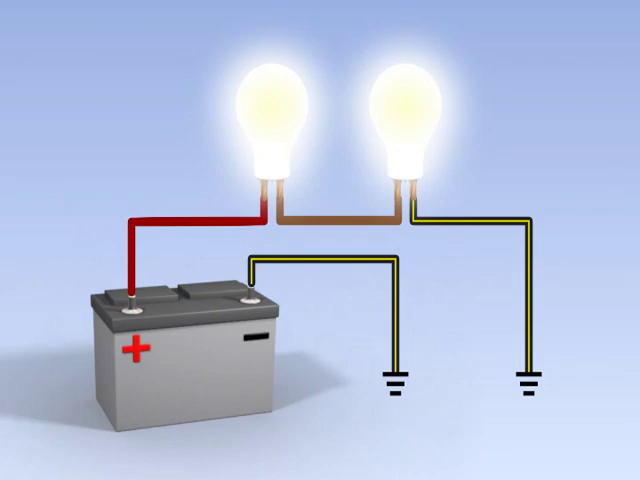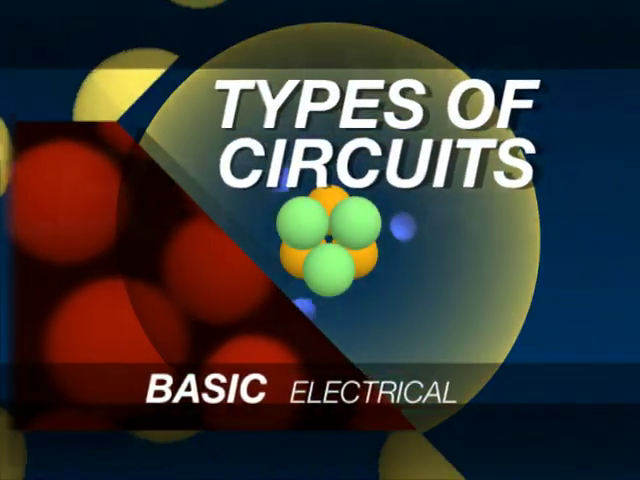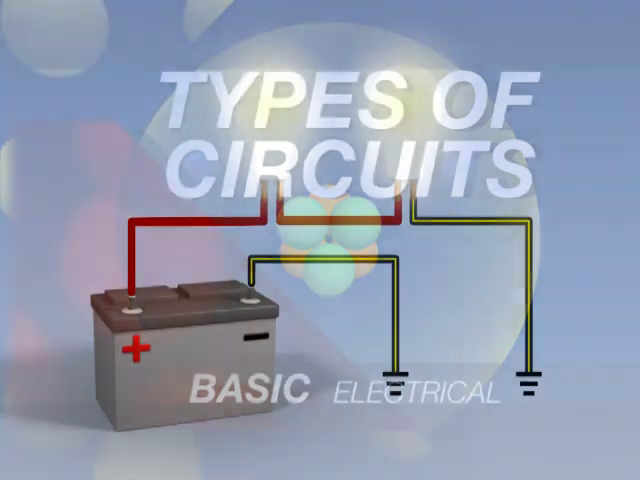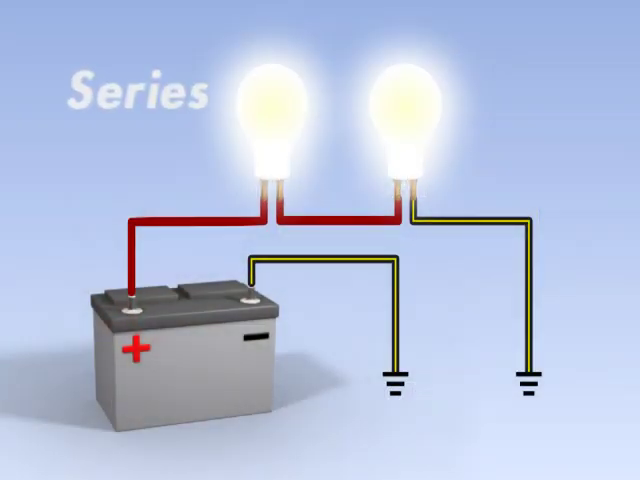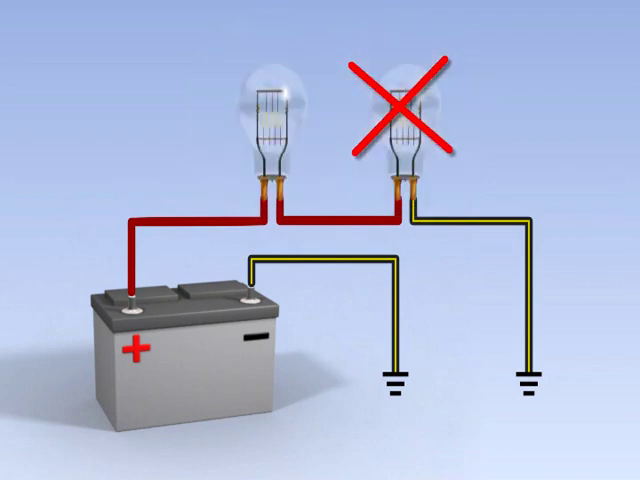circuit. There are three basic types of circuits: series, parallel, and series parallel. In a series circuit, all of the system's components are connected together plus to minus, one after another. If just one component fails in a series circuit, all the components will stop functioning.